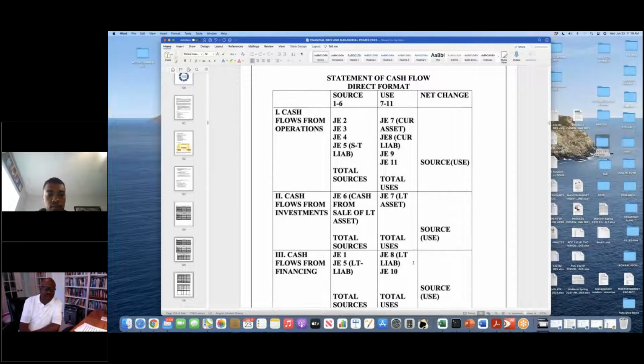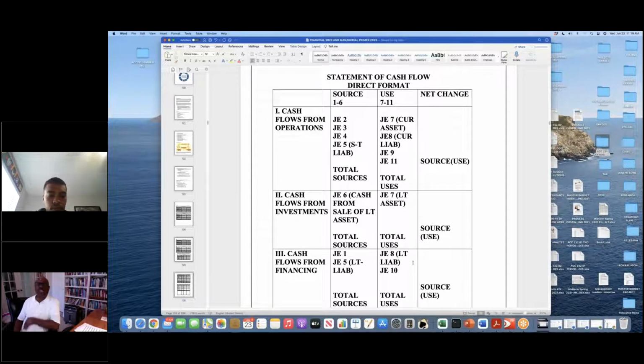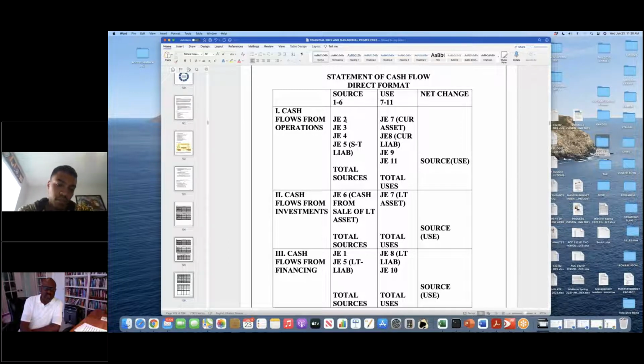So when we're preparing a statement of cash flow, journal entries 1 through 6 are always sources of cash. Journal entry 1 is a cash flow from financing. That's how we start the company. Journal entries 2, 3, and 4 are operations, along with a short-term loan. Journal entry 6 is cash from the sale of long-term assets.